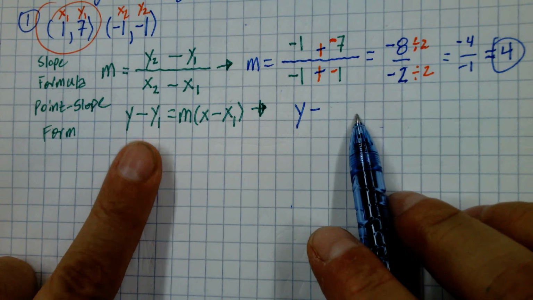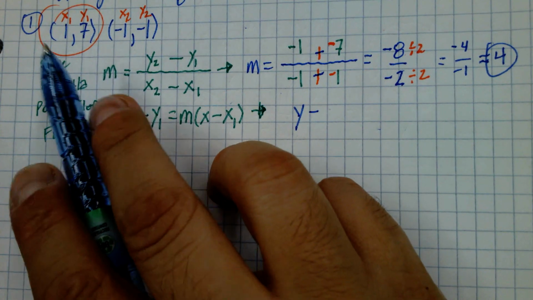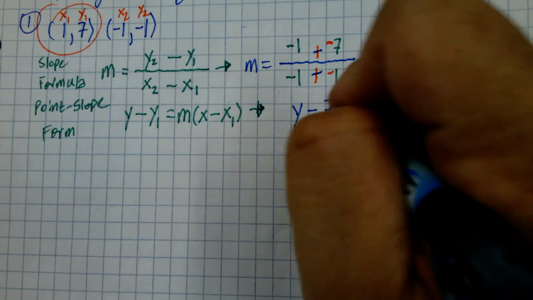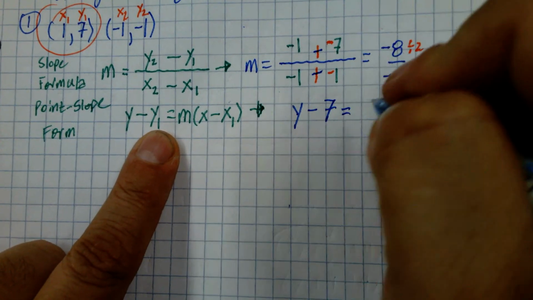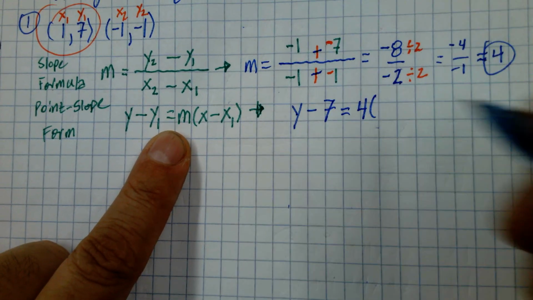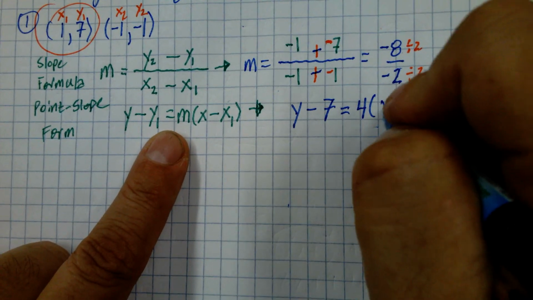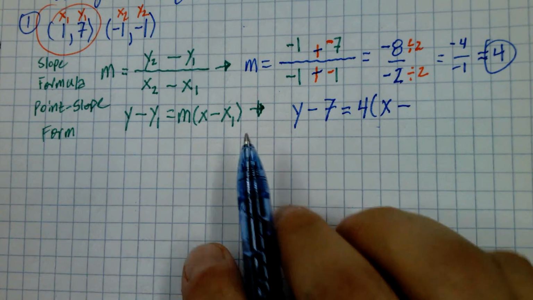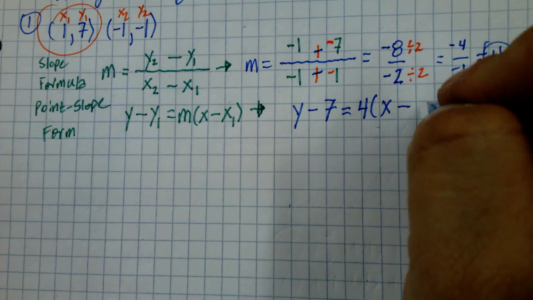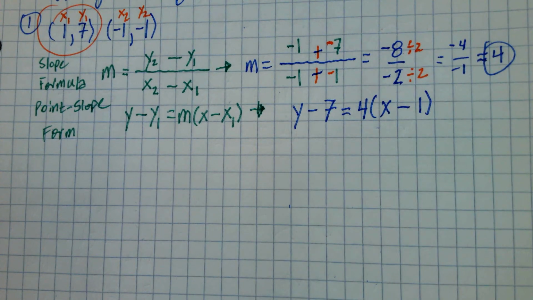And then I want y1. So which of these numbers is my y1? 1 or 7? 7. 7 goes here. Then I put an equal sign. Then instead of m, I'm going to put the number 4, because that's my slope, parentheses, x minus, and now I want x1, which is the number 1. Okay. So we plugged it into point slope.